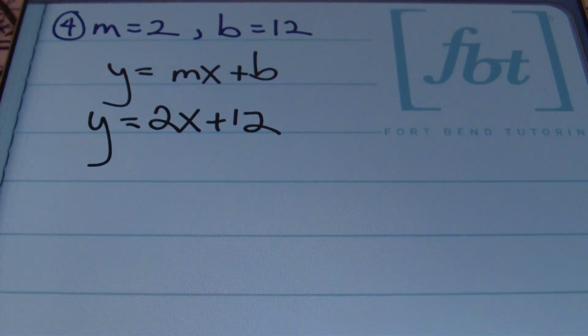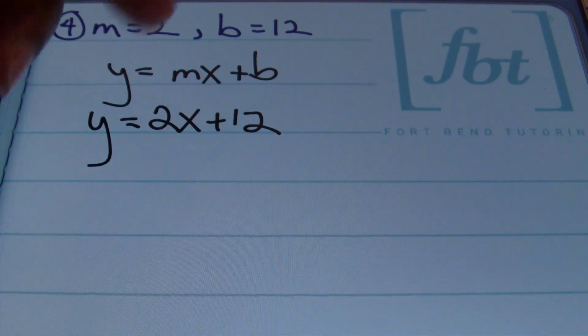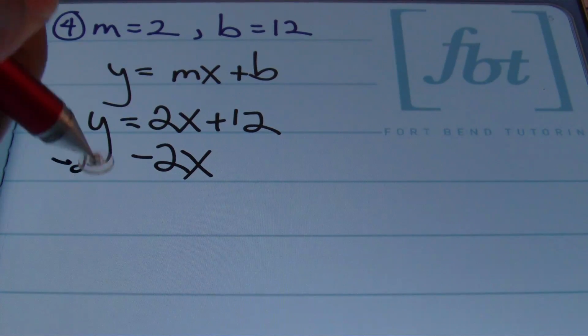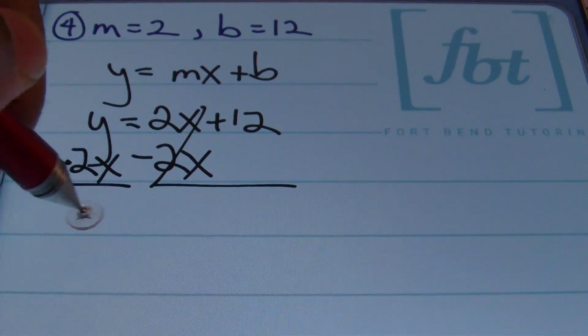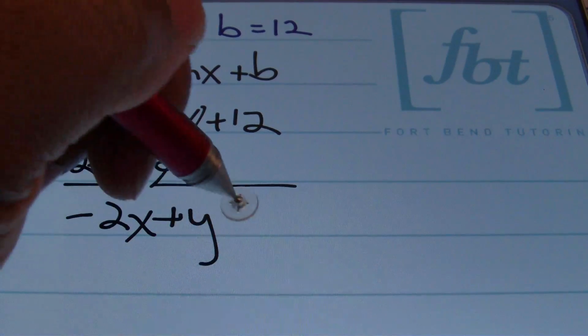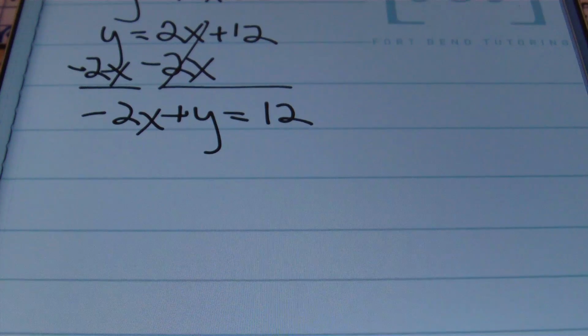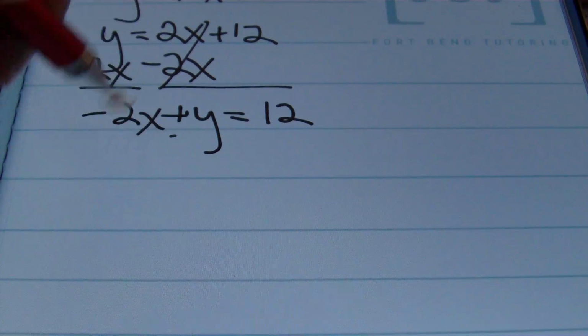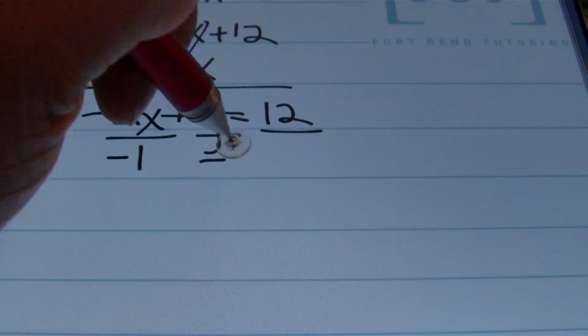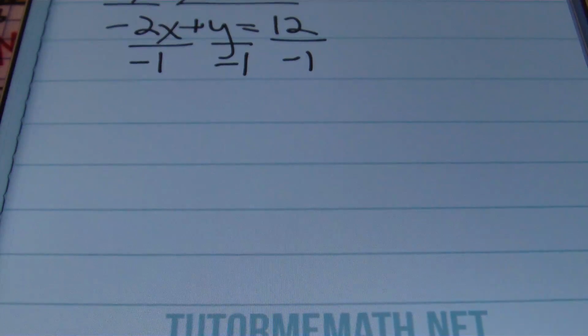Now that I have my values filled in, I will manipulate this equation and write it in standard form. I'm going to start by subtracting 2x from both sides of the equal sign. I end up with negative 2x plus y, and that's going to equal 12. And then what happens next? We can't have that first value being negative. So I'm going to divide, or you can multiply, everything by negative 1 to change the signs. I'm going to divide everything by negative 1 here.